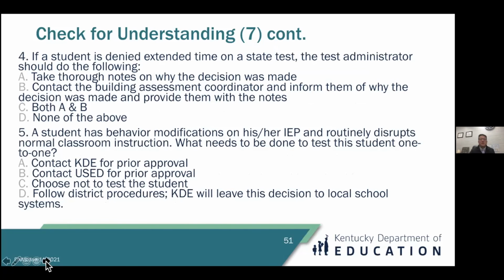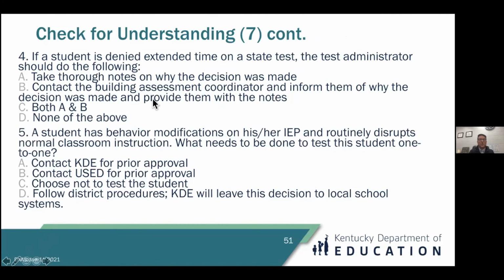If a student is denied extended time on a state test, the test administrator should do the following: take thorough notes on why the decision was made, contact the building assessment coordinator and inform them of why the decision was made, and provide them with the notes. Is it both A and B or none of the above? It is C. It's both A and B.